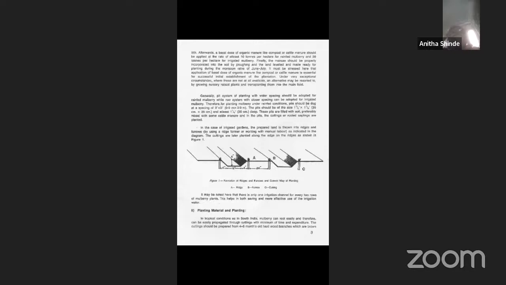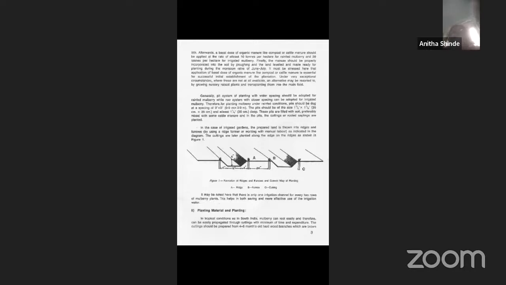So first is how to prepare the land. Then, after preparing the land, you have to apply the compost or the cattle manure. Now, generally, the pit system of planting with wider spacing should be adopted for rain-fed mulberry, while the row system with closer spacing can be adopted for irrigated mulberry. So basically, for mulberry cultivation there are two types of system, the pit system and the row system.